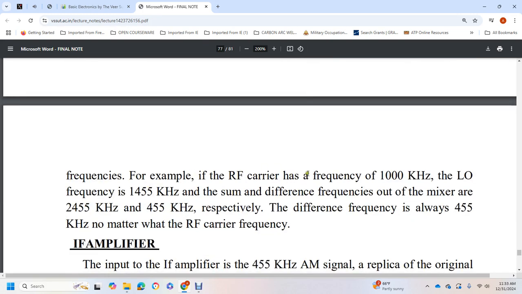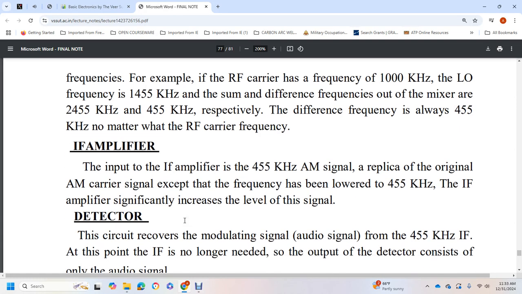Therefore, if the radio frequency carrier has a frequency of 1,000 kilohertz and the local oscillator 1,455 kilohertz, the sum and difference frequencies at the output of the mixer are 2,455 kilohertz and 455 kilohertz respectively. The difference frequency is 455 kilohertz no matter what the radio frequency carrier frequency is. The input to the IF amplifier is a 455 kilohertz AM signal replicating the original AM carrier signal, except the frequency has been lowered to 455 kilohertz.